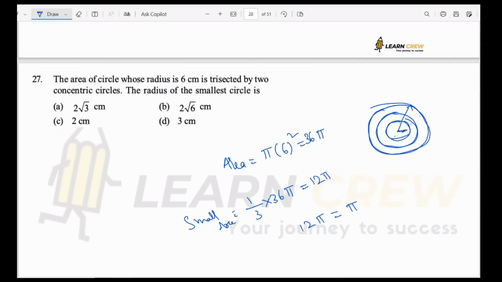12 pi is equal to pi r1 square, where r1 is the radius. Pi cancels. R1 square is 12. So r1 is equal to root 12, which is 2 root 3, since 4 into 3 and square root of 4 means 2. So the answer is 2 root 3. Option A. Okay. Next.